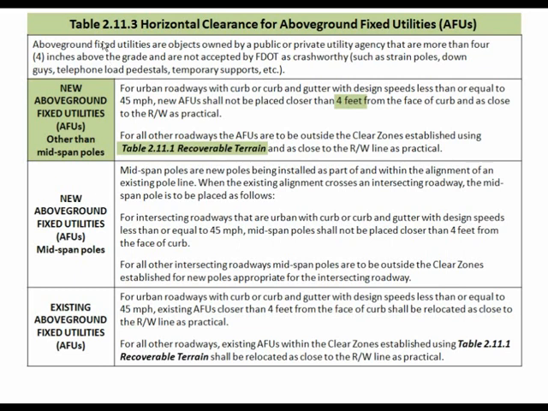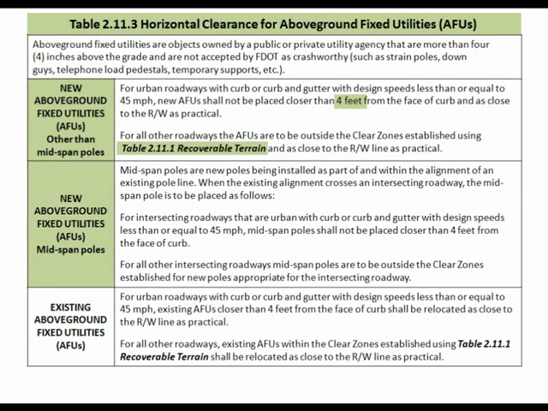So for Table 2.11.3 horizontal clearance, this is for new construction. For new poles, you put them 4 feet from the face of curb, or you put them outside the recoverable terrain. Table 2.11.1, which has the new construction criteria, at 55 miles an hour would be 36 feet.